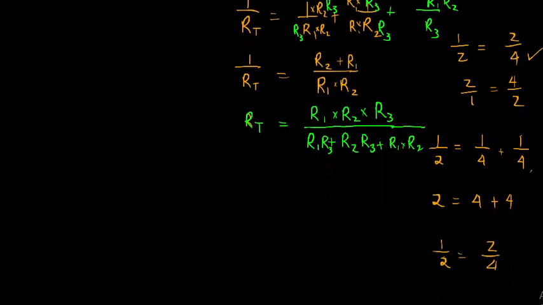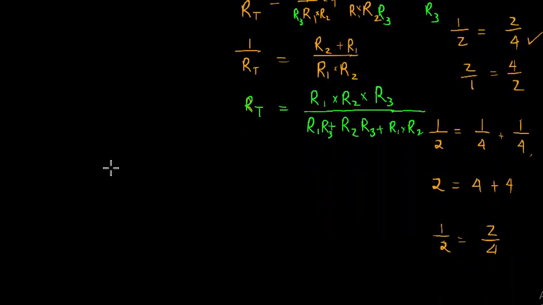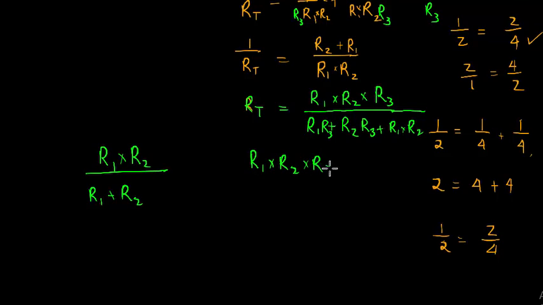So notice now what has happened. The question is: R1 times R2 divided by R1 plus R2, compared to R1 times R2 times R3 divided by R1 R3 plus R2 R3 plus R1 R2. Which one would be bigger?